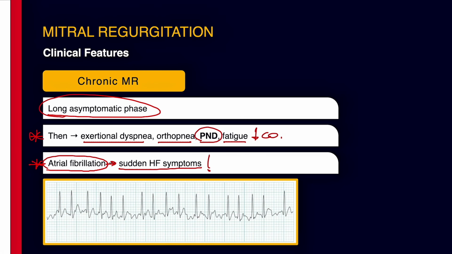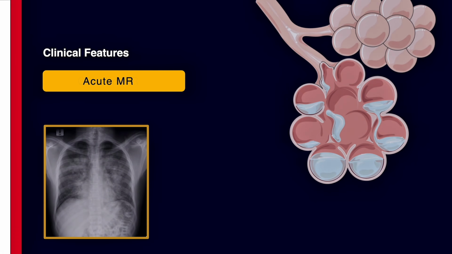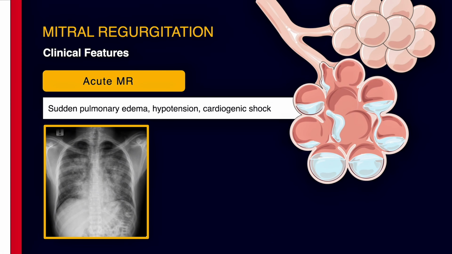Interesting, right? In acute mitral regurgitation, there is no time to adapt. There's no time for the heart to compensate. The left atrium is suddenly overwhelmed by a huge volume returning from the left ventricle to the left atrium, and pressure rises fast. This is going to lead to flash pulmonary edema, severe hypotension, and cardiogenic shock.